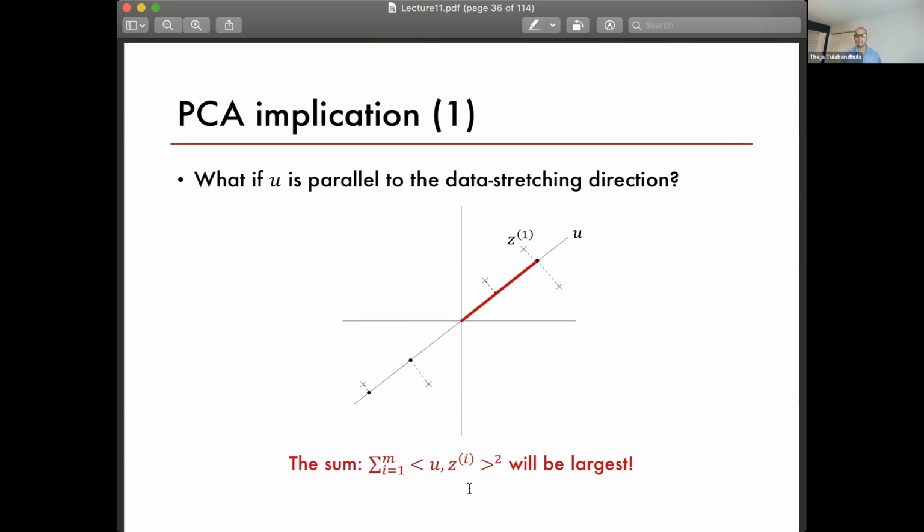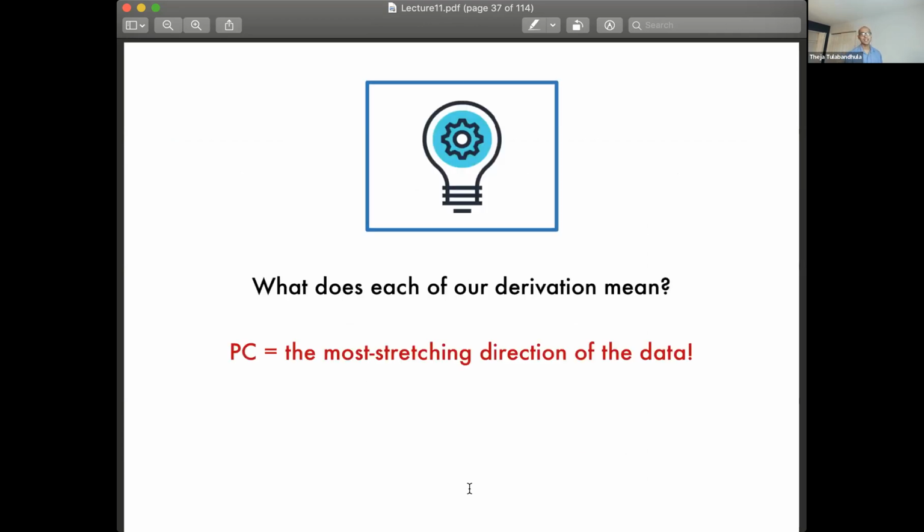So I guess hopefully this answers your question, Shubham. The principal component direction is the most stretching direction of the data. At least the one we saw two slides ago: remember, U was the eigenvector corresponding to the largest eigenvalue, and then we interpreted what different choices of U do. The choice of U that maximizes the objective is a U in the direction where the data is the most dispersed.